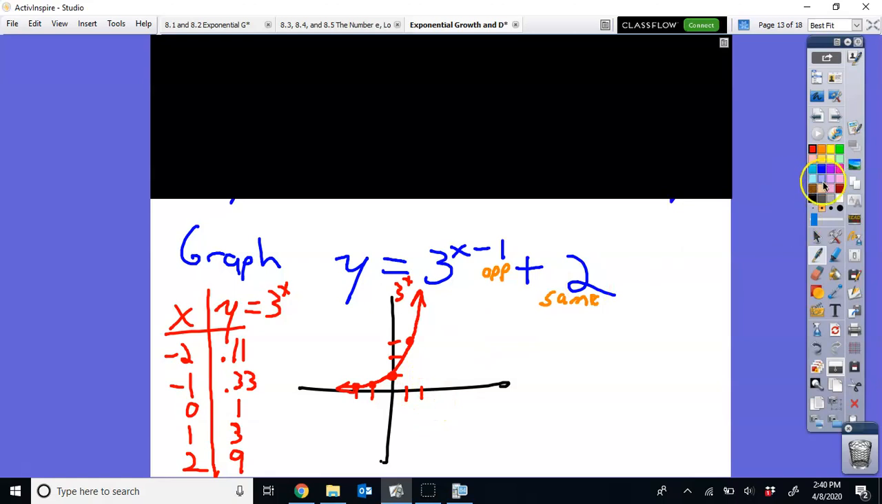But because this has this -1 and this +2, I just want to take this graph now and I want to move it. And so I'm going to move that graph right 1, because it's the opposite, up 2. So I'm going to go right 1, up 1, 2.